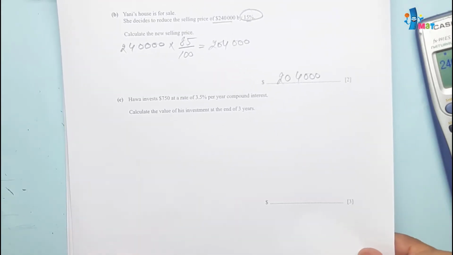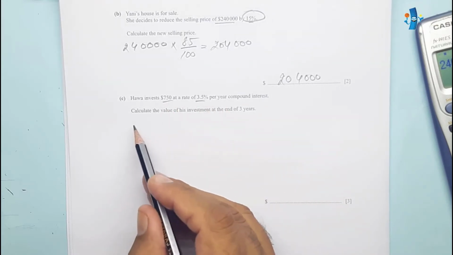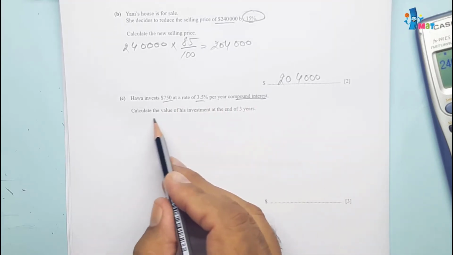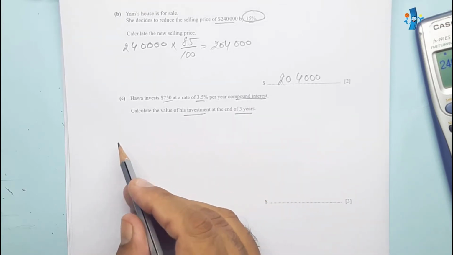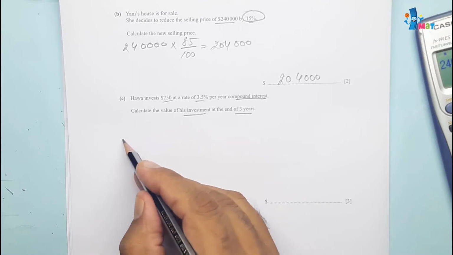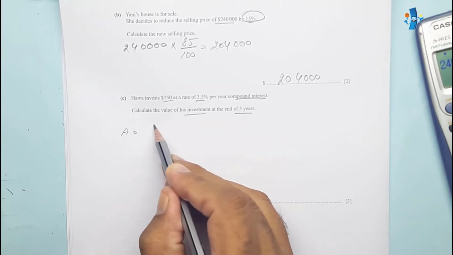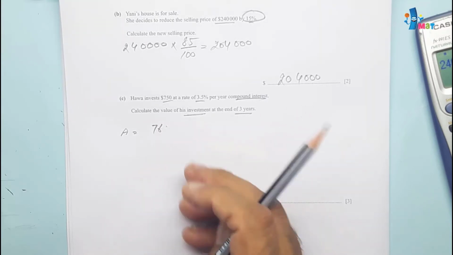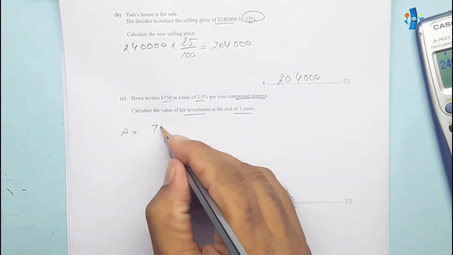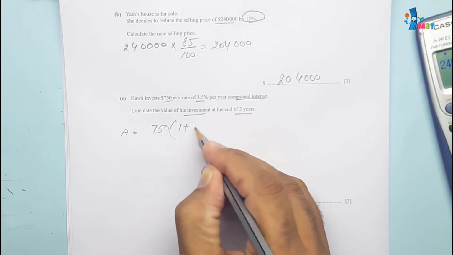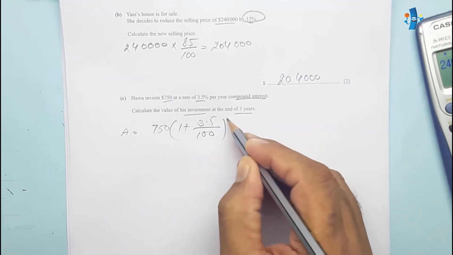Hawa invests $750 at the rate of 3.5% per year compound interest. Calculate the value of the investment at the end of 3 years. So investment at the end of 3 years, A will be equal to the principal amount, which is 750. So 750 multiplied by 1 plus rate, 3.5 divided by 100, and duration is 3 years.